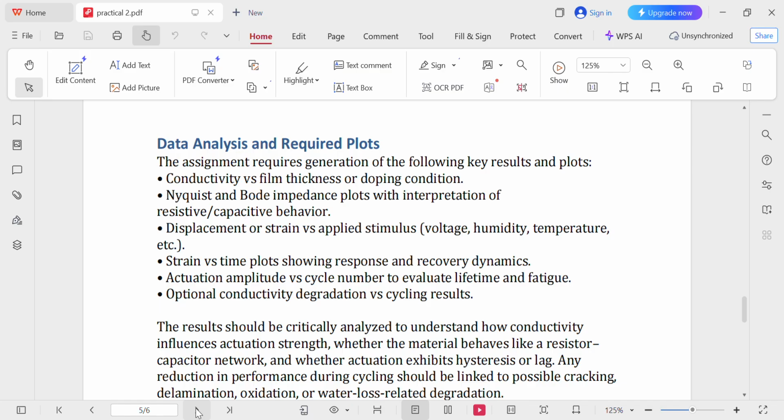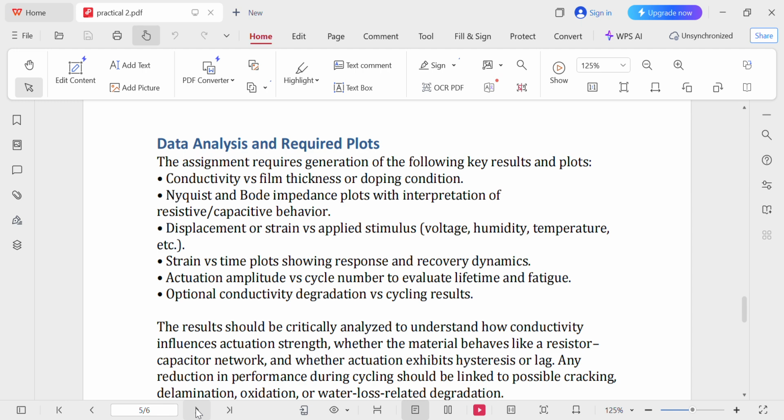The results should be critically analyzed to understand how conductivity influences actuation strength, whether the material behaves like a resistor-capacitor network, and whether actuation exhibits hysteresis and lag. The results should be carefully studied to see how conductivity affects movement, whether the material acts like a resistor-capacitor system. Next, any reduction in performance during cycling should be linked to possible cracking, delamination, oxidation, and water loss related degradation.